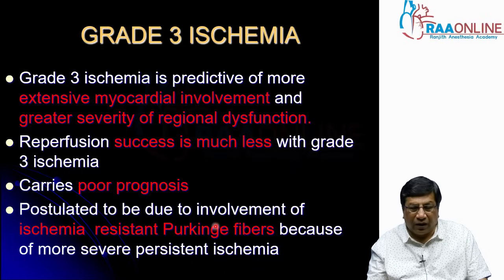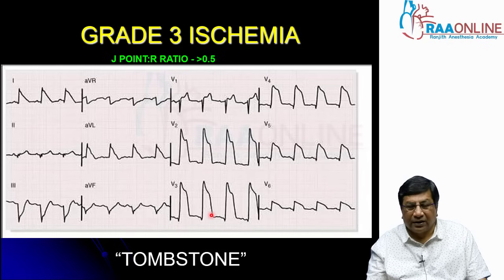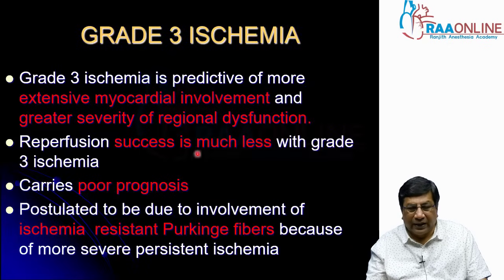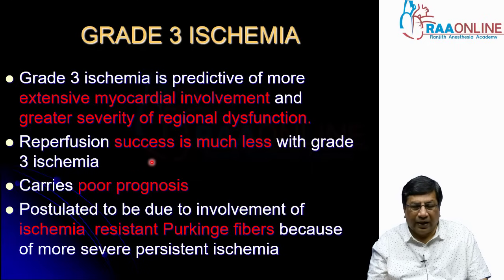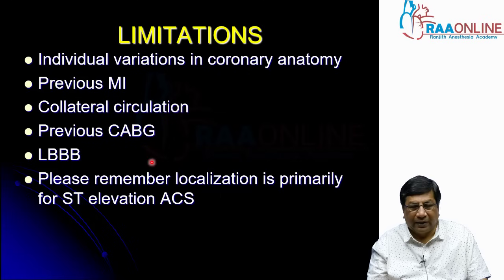Only when that is involved, you have an ST elevation like this, replacing the downslope of the QRS. So it indicates extensive myocardial infarction and greater severity of regional dysfunction. So even with a revascularization like PCI, the success is much less and the prognosis is very bad. So this is grade 1, grade 2 and grade 3 ischemia.